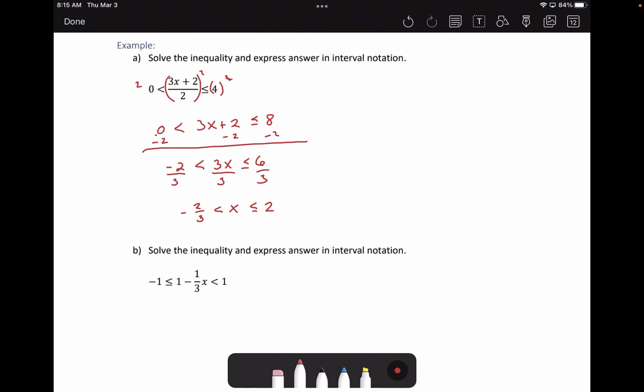Let's graph this. Notice we have 2 distinct endpoints this time. Open circle on the negative 2/3, and then we go up to and include the positive 2. If you sketch a quick graph, that makes the interval notation a little bit easier. On the left, we have an open parenthesis for the negative 2/3. We're not including it. Then we go up to and including the positive 2. So bracket on the 2.